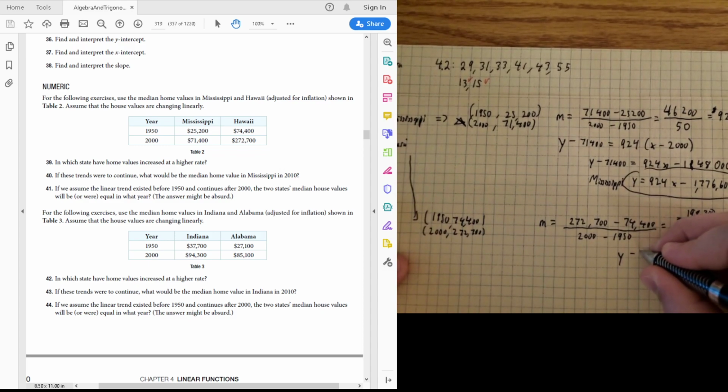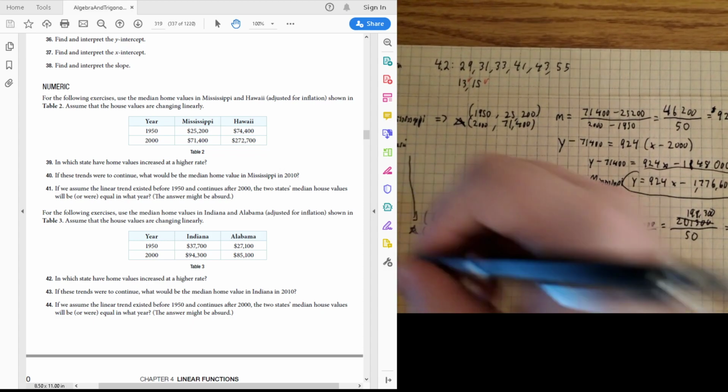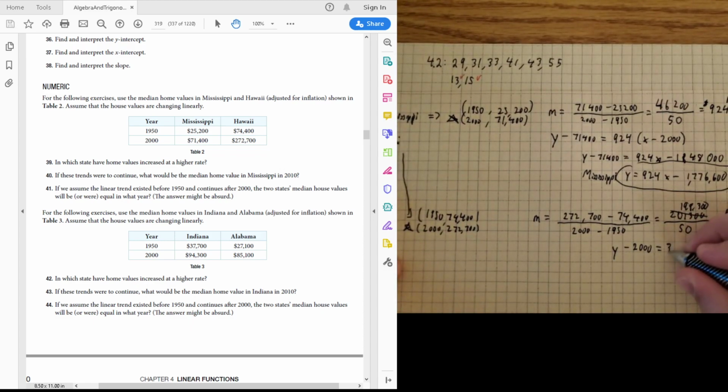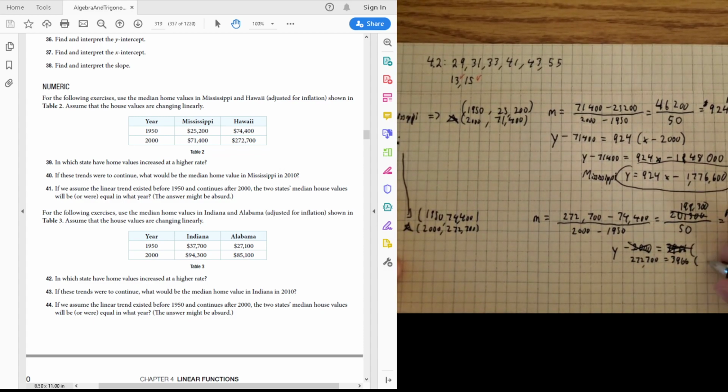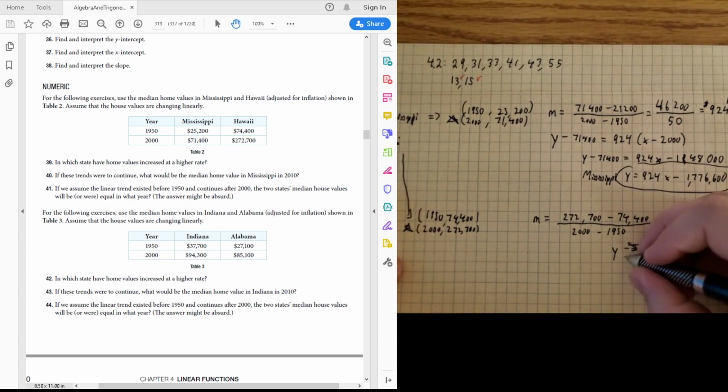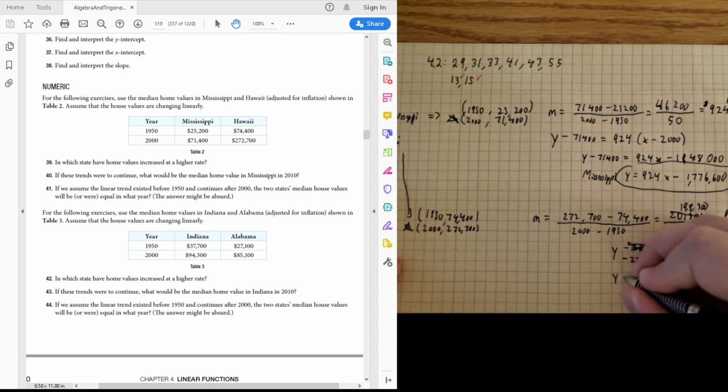Y minus y1, so I'm going to use my 2000, equals m, 3966 times my x1. Oh my gosh, I'm making mistakes all over the place here today. I apologize. 272,700, 3966, x minus 2000. That's why it's always important to double check your stuff, because even the best of us make mistakes. And yes, I am saying I'm the best of us.